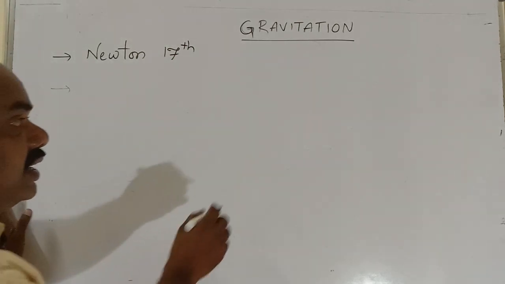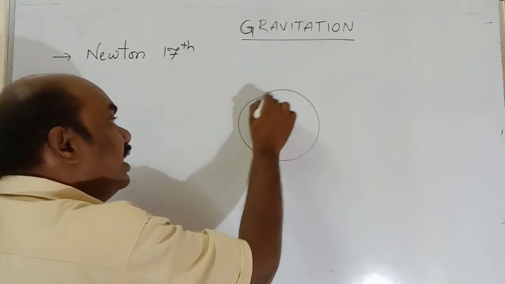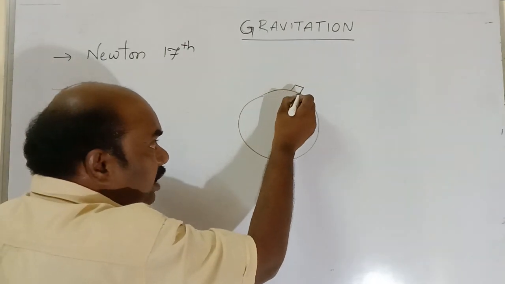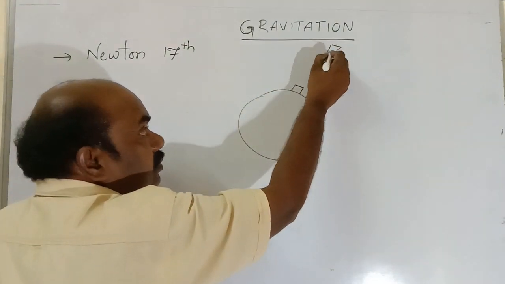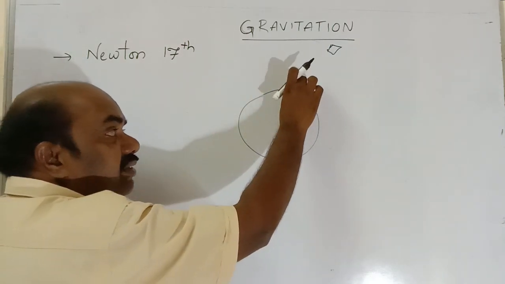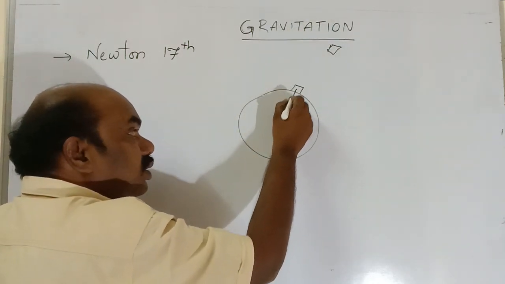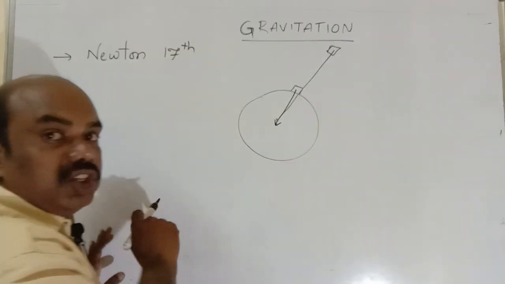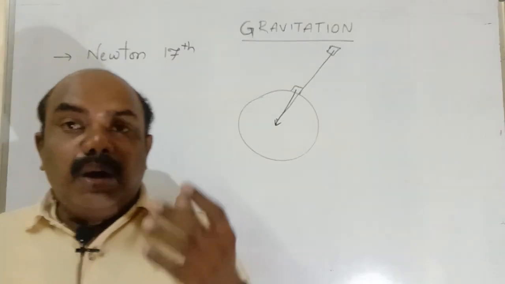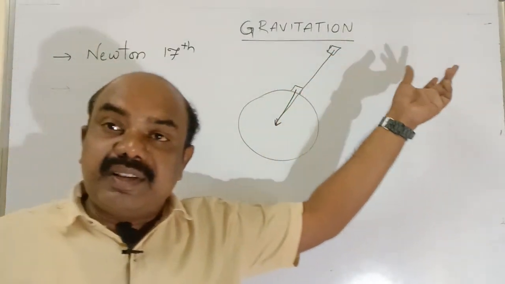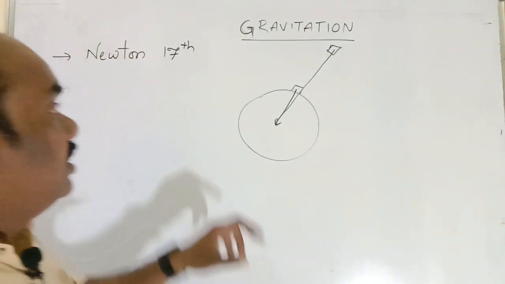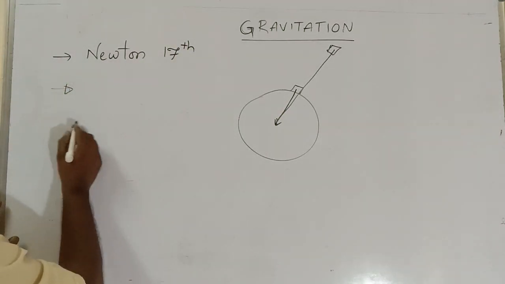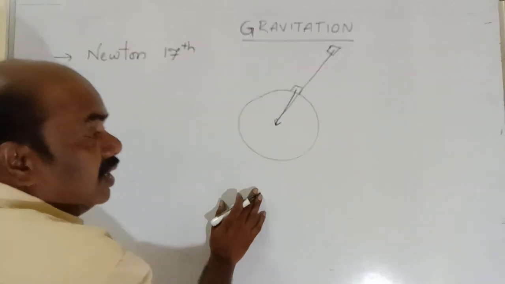Now, what is meant by gravitation? Gravitation means, let us consider this is the earth. Let us consider a body is on the earth or above the earth. Every body on the surface of the earth or above the earth is attracted towards the center of the earth. This concept is called gravitation. This gravitation varies from place to place.